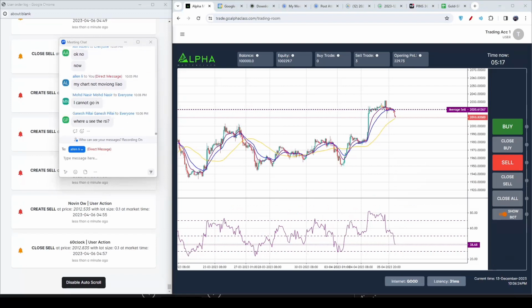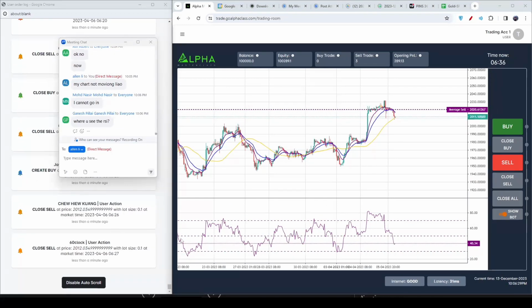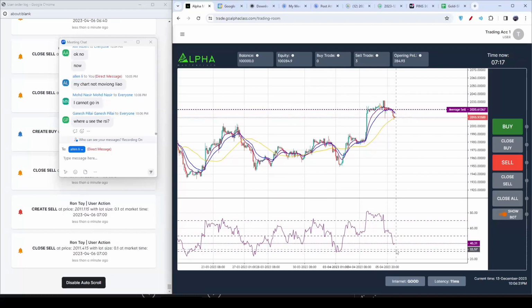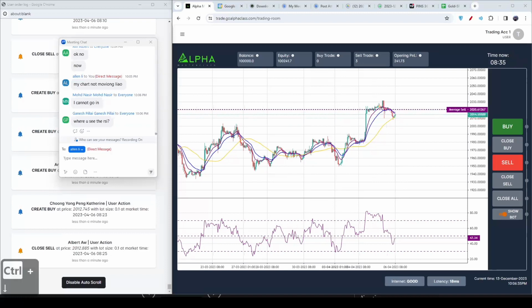Nasir cannot go in. Team, can you contact Nasir on this part? Where you see RSI? RSI is at the bottom. This one. Okay, make sure that you guys are using computer to log in.